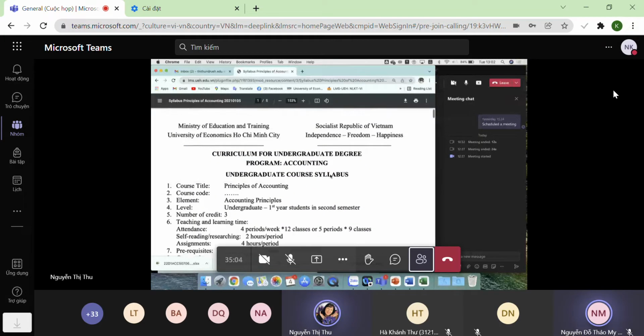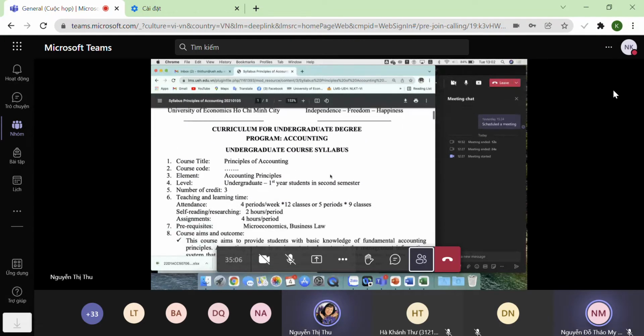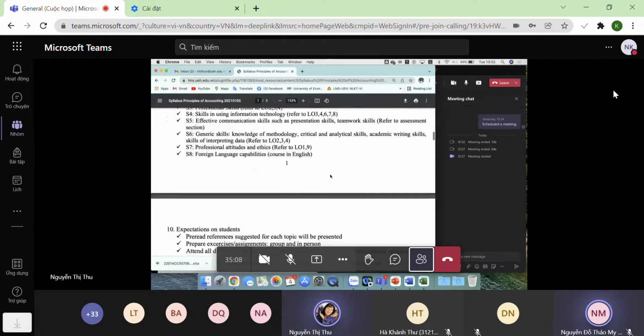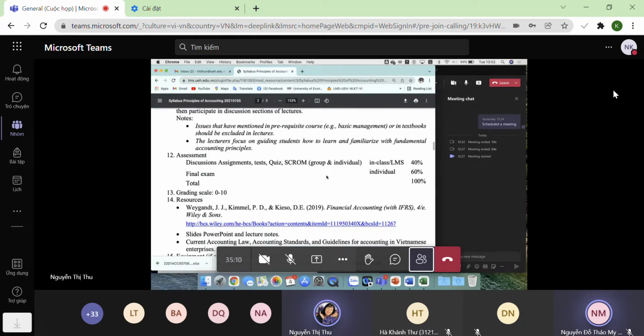Let's see the syllabus here. I focus on the assessment down here. In the assessment, we have two parts. One is 40% and the other is 60%. And in the 40%, we have some work activity, work together in group.